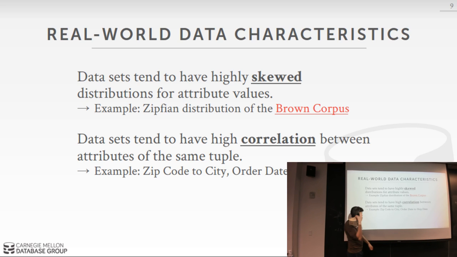Another example would be mailing addresses. If you have the city, then you always know what the zip code is. So maybe I can be smart about how I store these things.